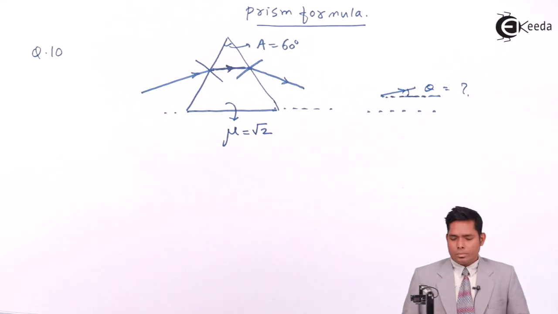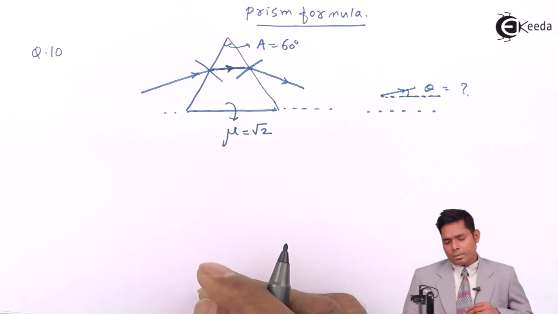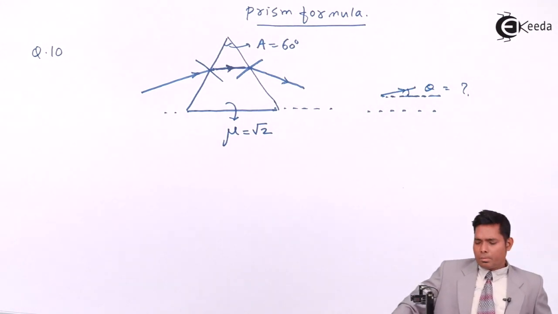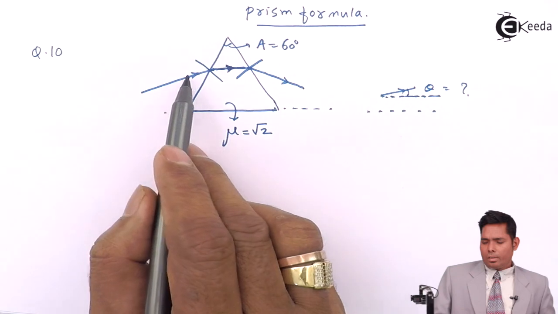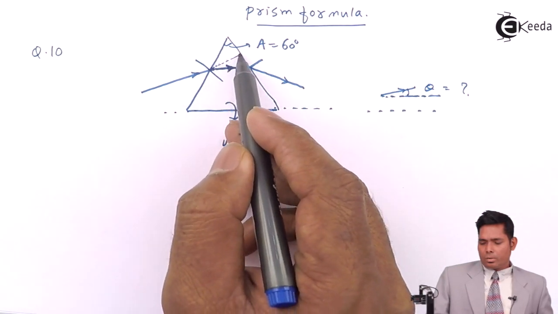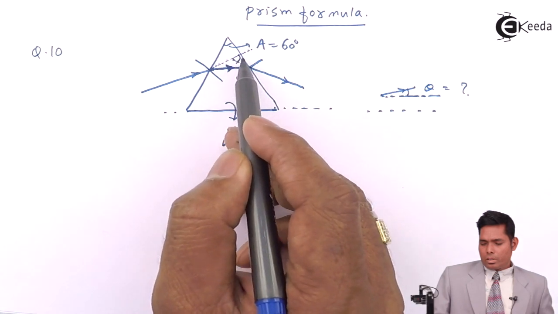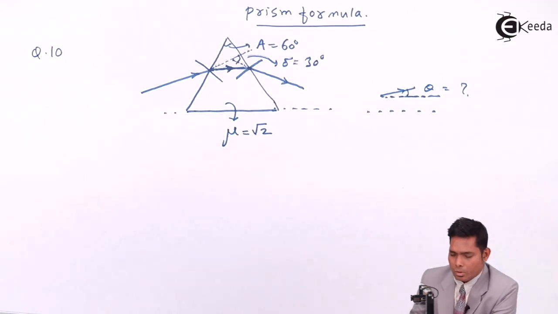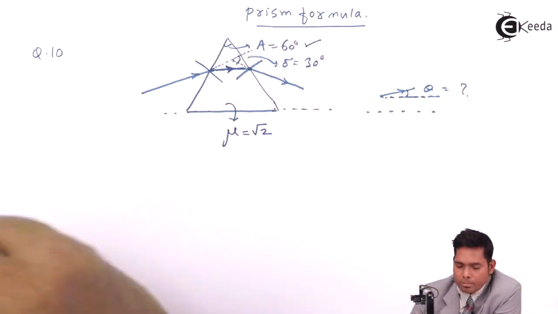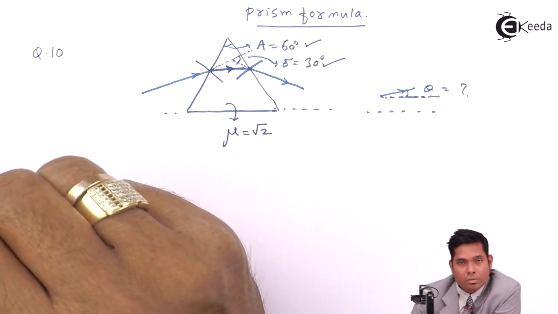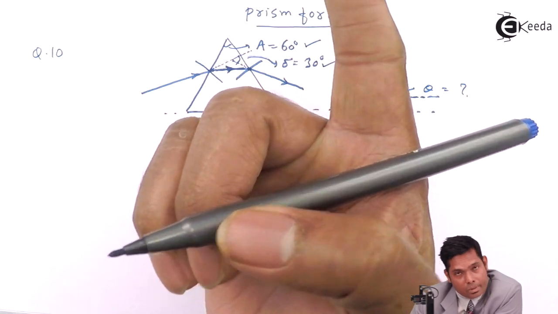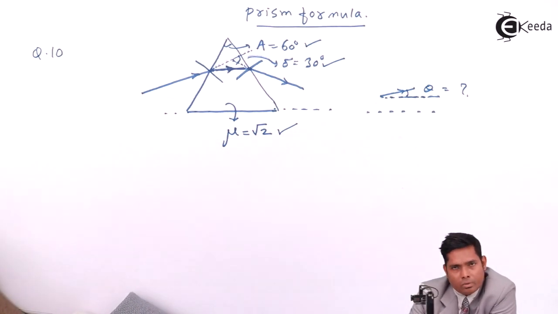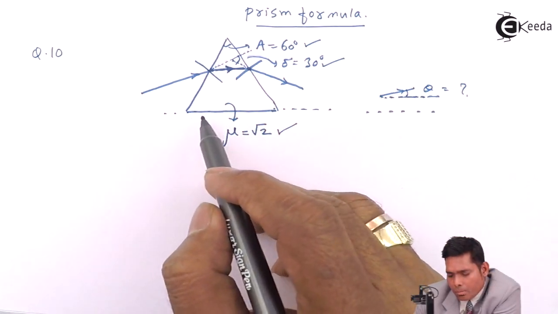One more piece of information is given. It says that the angle of deviation once the ray comes out of the prism, that is, the emergent ray, is 30 degrees. This delta is 30 degrees. So three things are given to us. One is the angle of the prism. Second, the angle of deviation, but not necessarily the angle of minimum deviation. And the refractive index of the material of the prism. Then we have to say what angle this ray makes with the base of the prism.